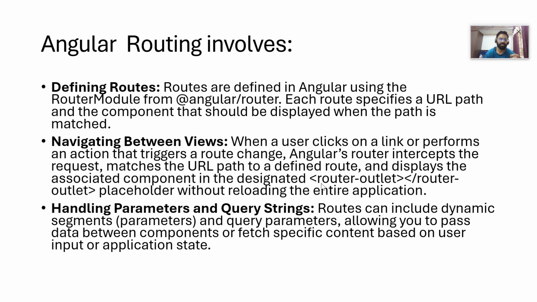The third is handling parameters and query strings. It means that routes can include dynamic segment parameters and query parameters, allowing you to pass data between components or fetch specific content based on user input or application state. So we can transfer data, and we can fetch data from one component to a different component, right? So this is all about the routing content.